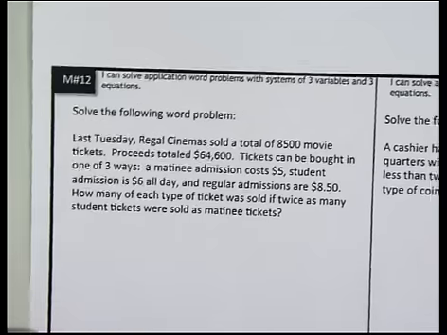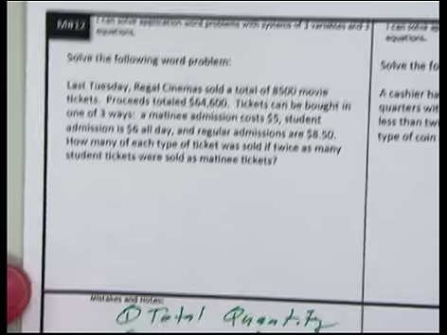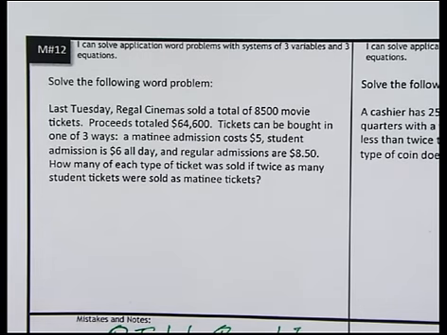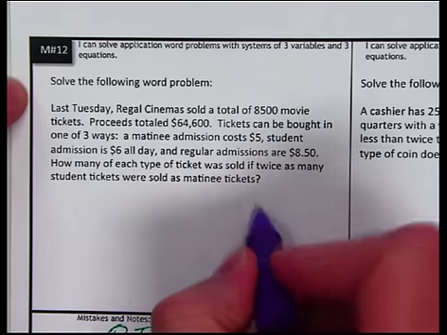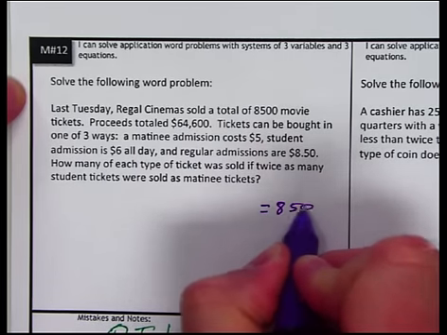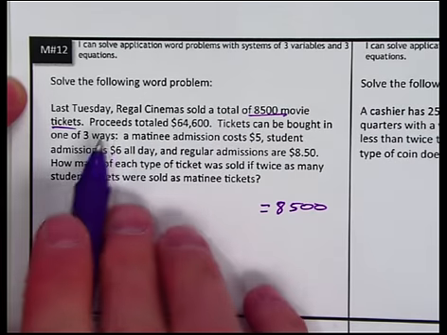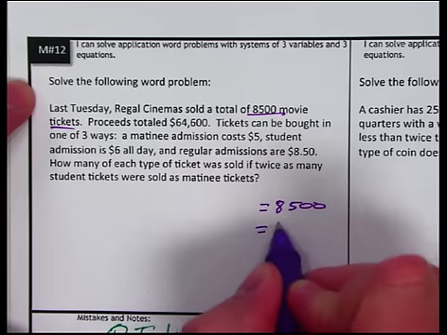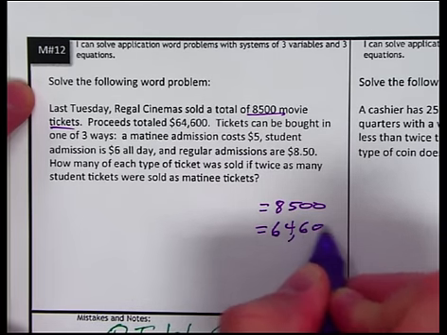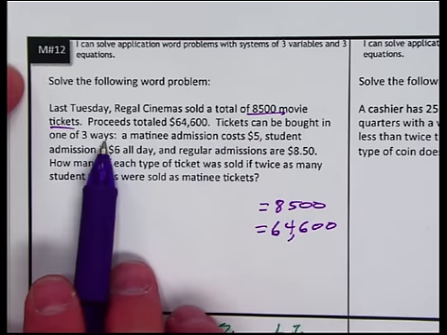So I go back up here, and I want to look for the quantity, the value, and a relationship. And I can build my equations from that. So here goes. Last Tuesday, Regal Cinemas sold 8,500 tickets. Well, that's a quantity. I know something's got to equal that 8,500. I know that right away just by this first sentence. Proceeds totaled 64,600. Well, that's the second equation, equal to the total amount. That's the value. And then tickets were bought in one of 3 ways.